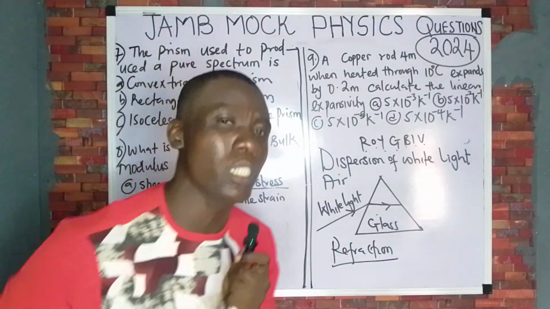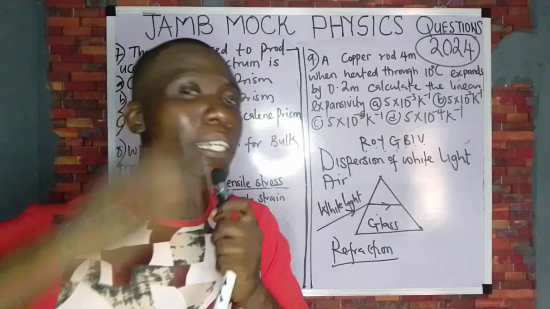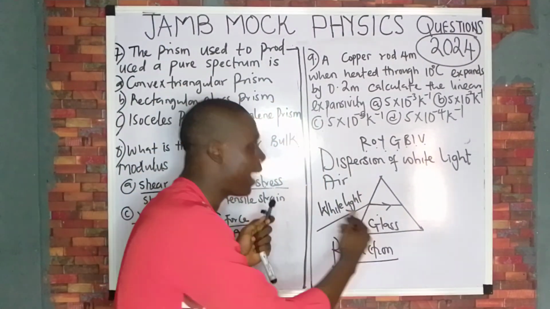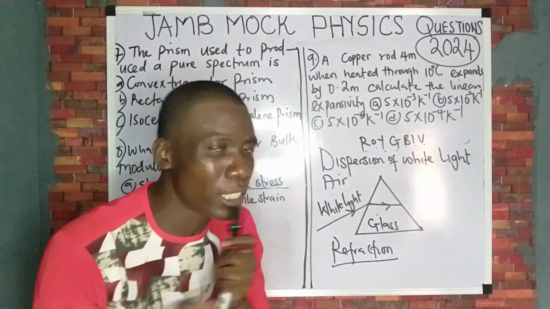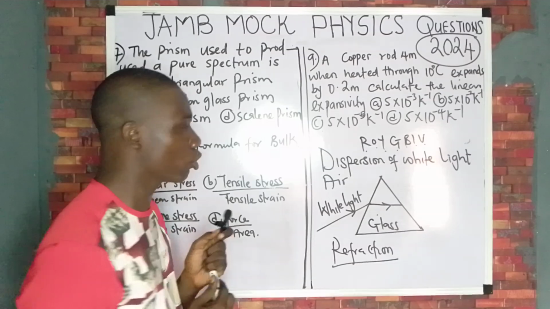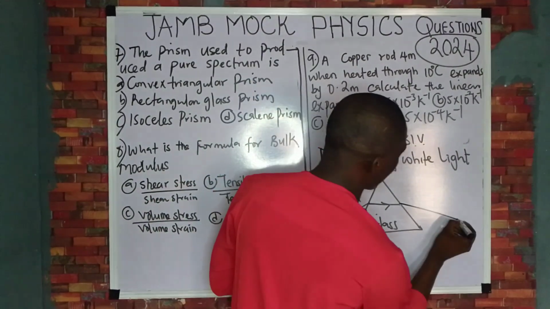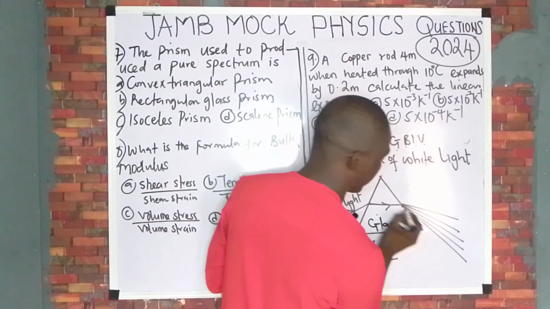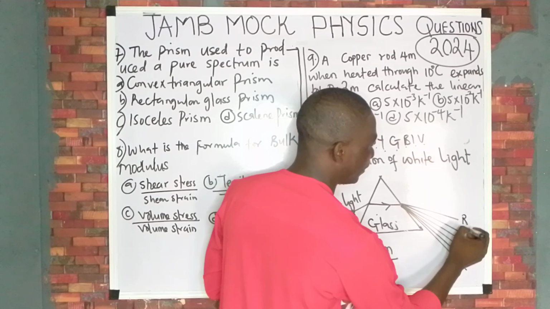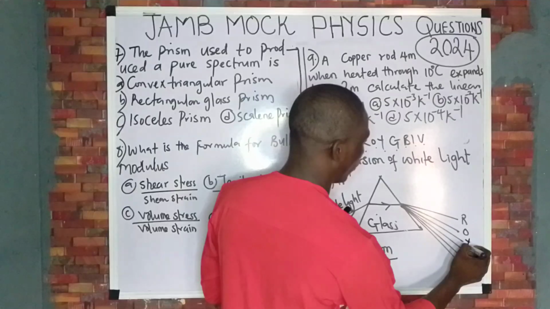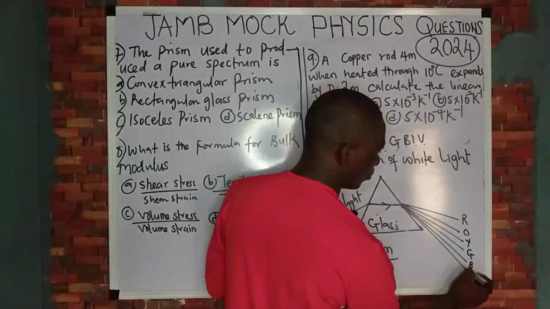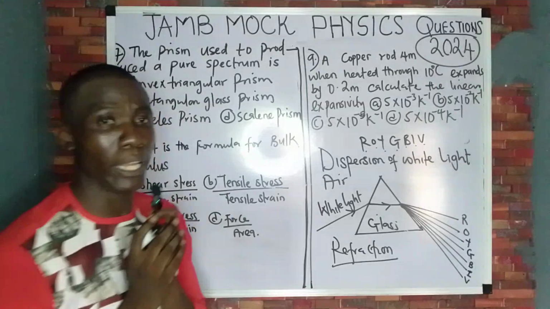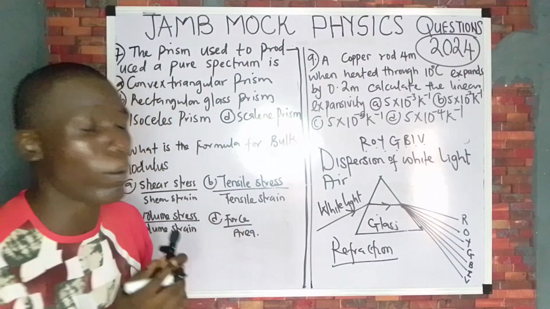If they ask you what is the cause of dispersion of white light, it is caused by refraction, because the light of different colors do not have the same speed in glass prism. So you are going to see that the 7 colors will emerge from here. They are 7 in number. You have red, orange, yellow, green, blue, indigo, and the last color is your violet. This is what we call the dispersion of white light.